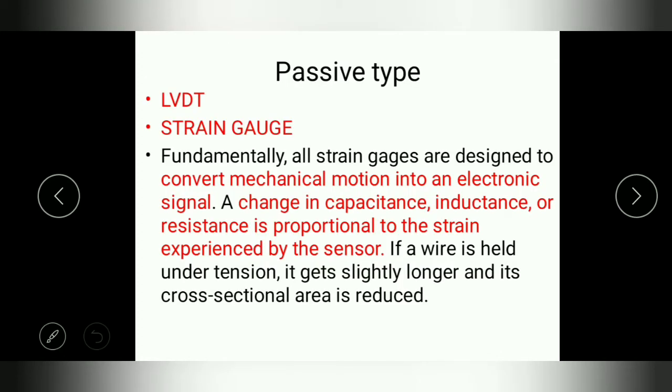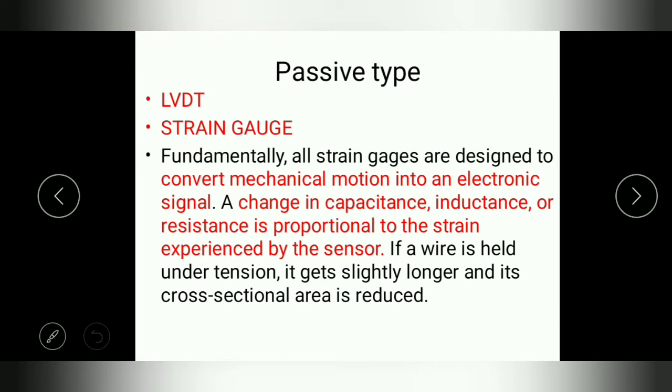Next one is passive. Passive means it requires some external power source for its working. We need to power the passive type transducers, or we need to give some input power to the passive type transducers for its working. So examples are LVDT and strain gauge. LVDT we already studied. You can refer to the previous videos on how an LVDT is working.